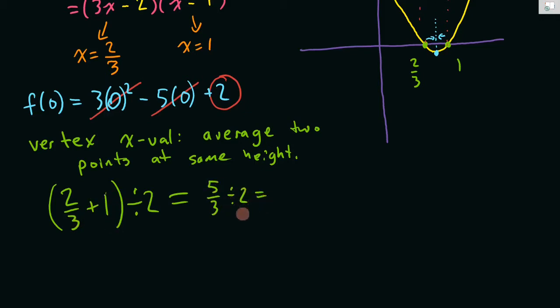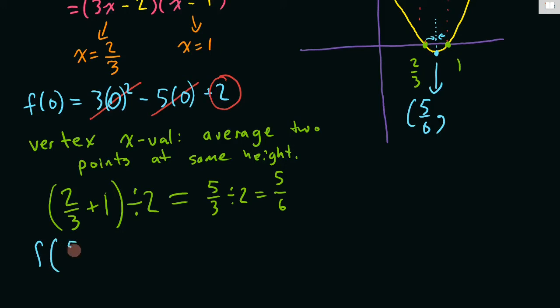5/3 divided by 2. Dividing by 2 means you need to add another 2 in your denominator, which is going to make this sixths. So 5/6. So the vertex is going to be 5/6. And then the y value I don't know. But how do you get a y value? Well, the same way we got our y-intercept, by substitution.